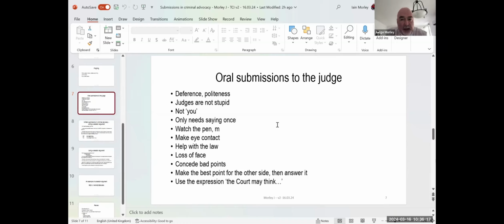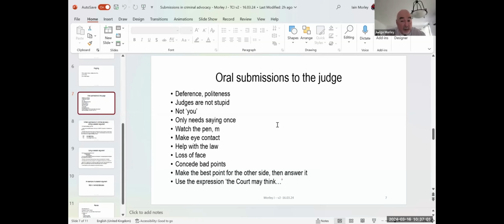Addressing a judge, generally speaking, a point only needs saying once, but watch the pen, because the pen will tell you whether the judge has got the point. The judge generally is making a note. Make eye contact. If the judge isn't making a note, you'll know from the eye contact whether the judge has got the point. You generally only need to make the point once. There's a habit in criminal cases of saying things 3 times, 4 times, 5 times. Because you're in front of a jury, you don't need to do it with the judge. But make eye contact, watch the pen. So make sure that the judge has got the point.